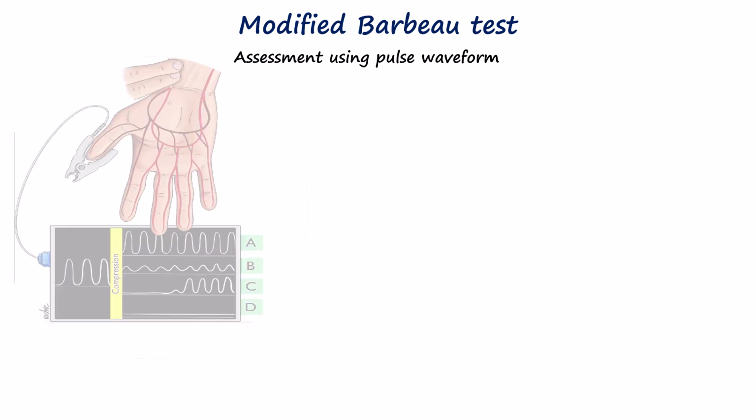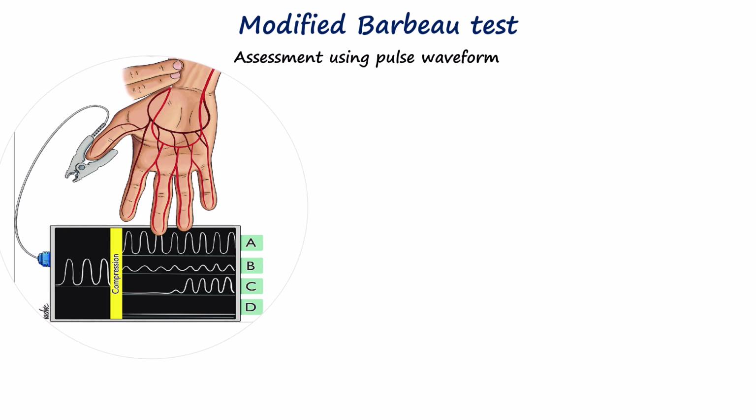A modified version of Allen's test called Barbeau test, or pulse oximetry-based Allen's test, is more sensitive than the traditional Allen's test in evaluating collateral circulation. For this test, a pulse oximeter is placed on the patient's thumb or index finger, and the radial artery is compressed. The pulse oximetry waveform is analyzed for up to 2 minutes before and after compression.